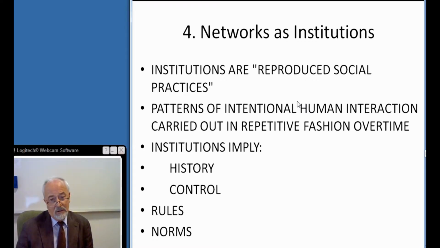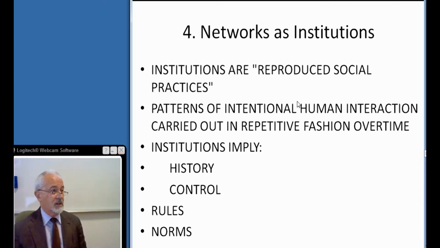I defined the institutions as reproduced social practices, period. So they are formal and informal. The family is an institution. Language is an institution. And the basic institution, Winston was talking yesterday, the constitutions, which is not only the rule, but is designed about making the rules, the rule of making rules.